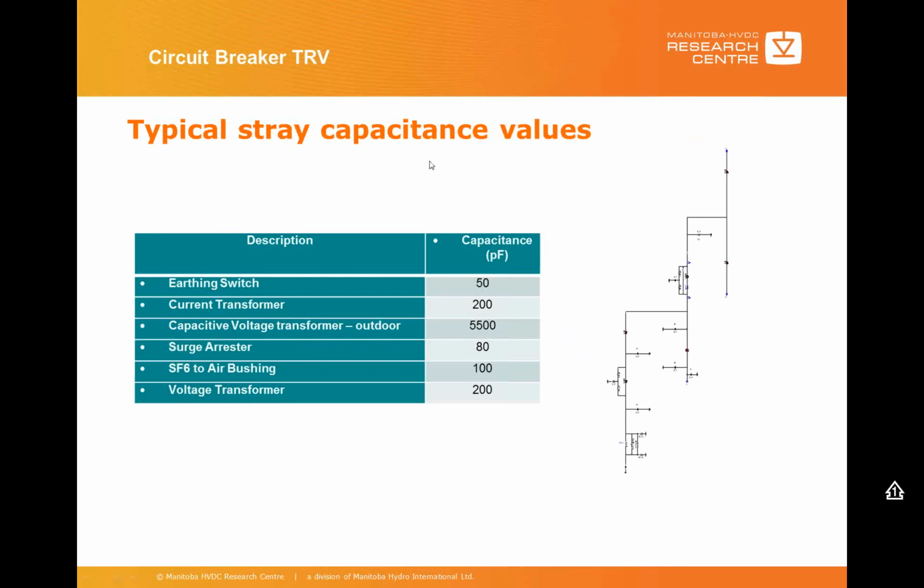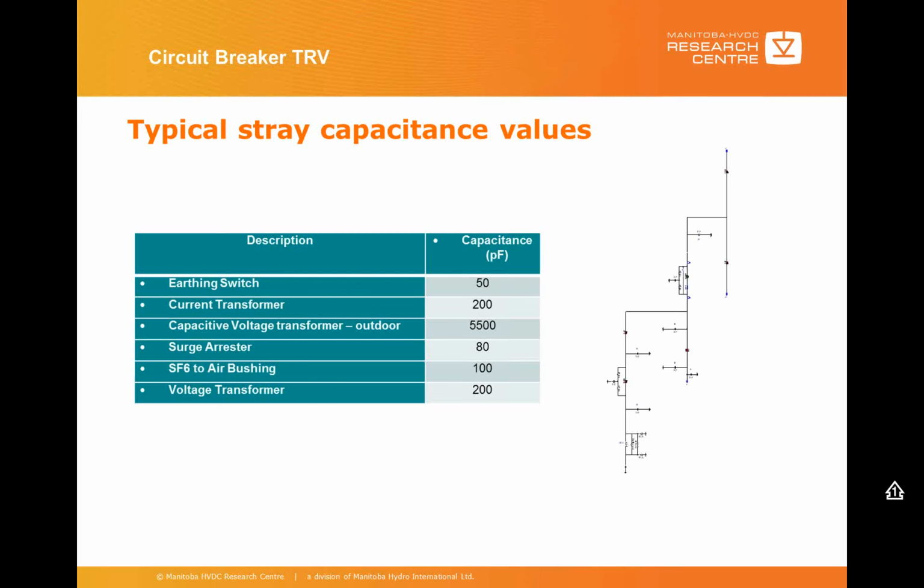This table shows the typical stray capacitance values. Sometimes it may not be easy to find these values. The best way to get those values is to ask the equipment manufacturers. Sometimes they provide those values, not always, because they know best about their components and the stray capacitance values. But otherwise, it may not be an easy task.